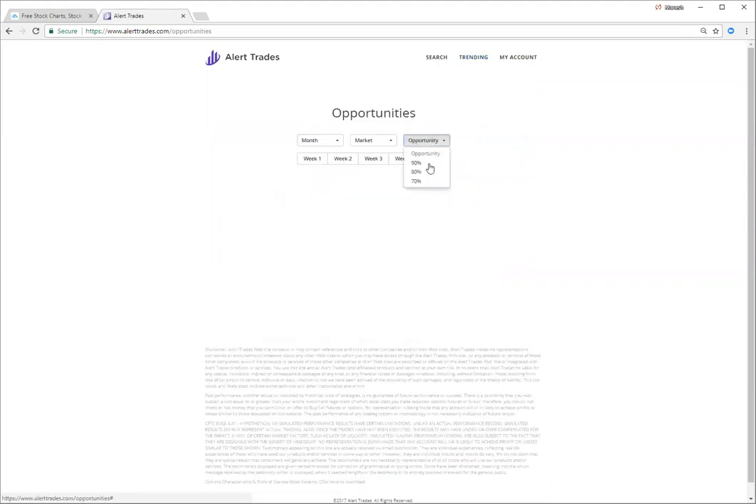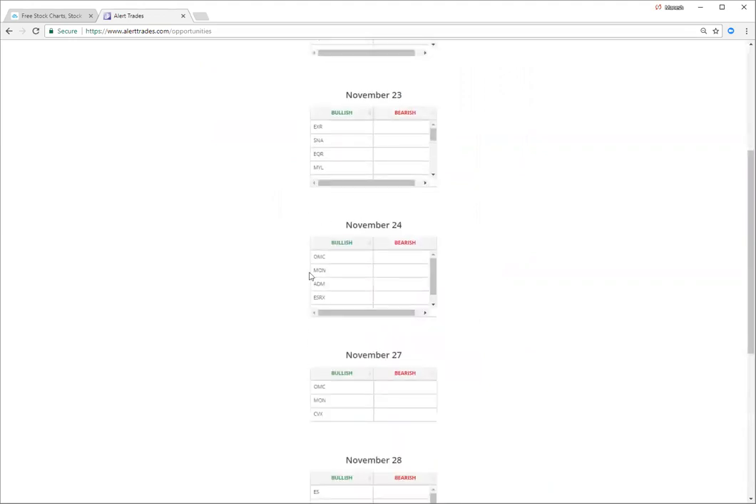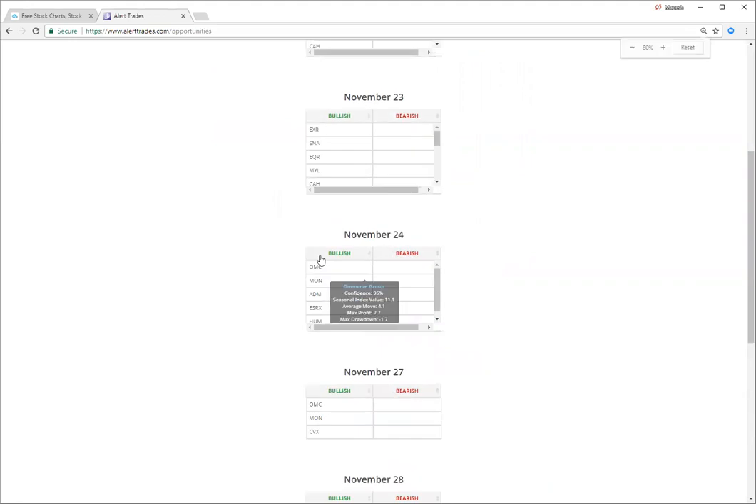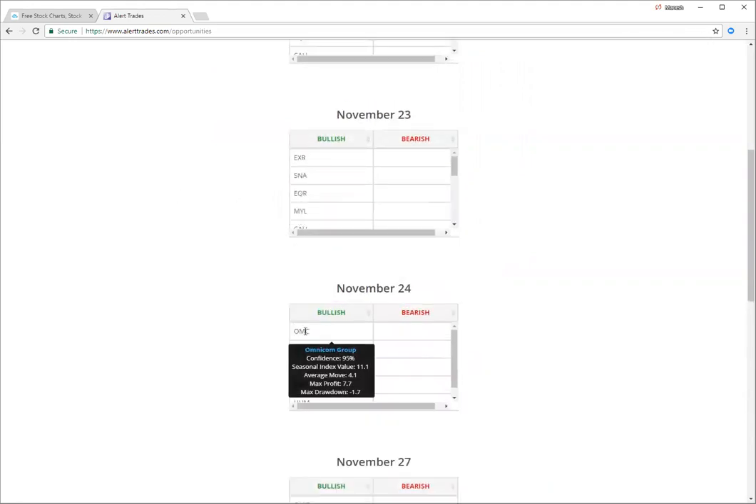And in here, you click what markets, 90%. I want to see US. I want to see November. And then I want to see week one, week two, whatever week, and so forth. It'll tell you every day where the opportunities are. And if you put your mouse over there, you could see the confidence value and stuff like that. Let me zoom in. So if I come in here November 24th, that tells me that OMC right there is an opportunity. So you could look forward all the way in November, and then this month you could look in December. So you could start planning and going from there.